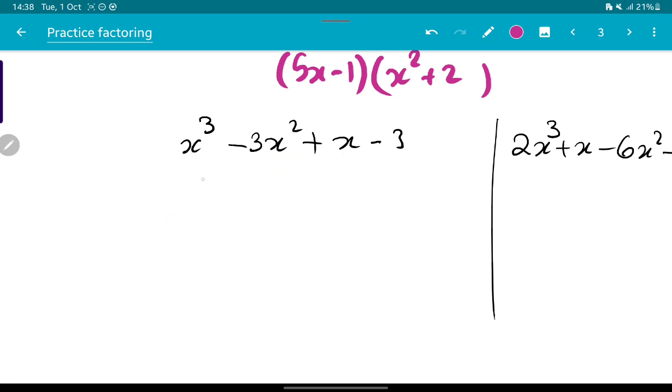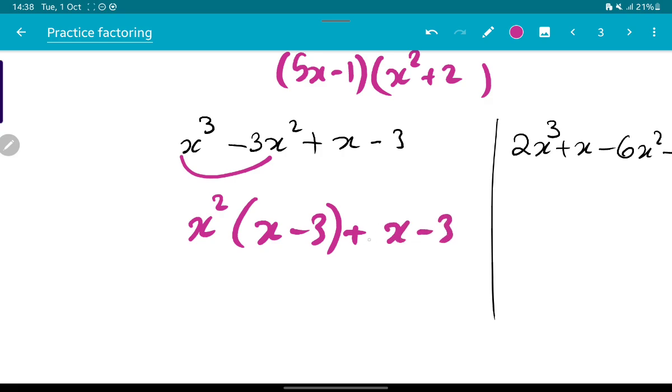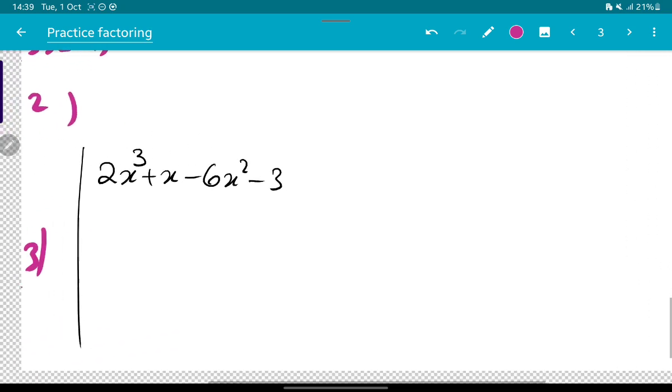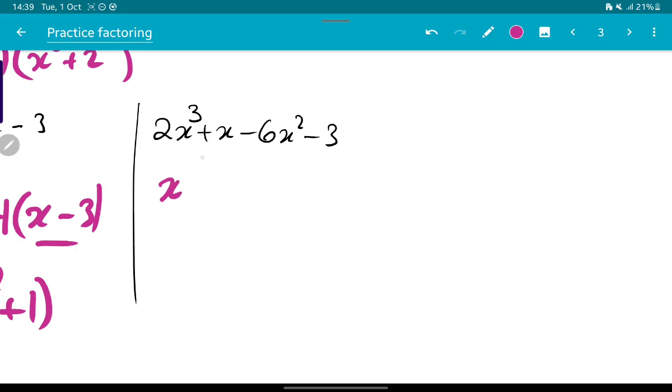By the way, you can change the groups here. You can take this with this and this with this. It's up to you. It also works and it will give the same answer. X power 2. This will leave x minus 3. And here we have x minus 3. Can you see that without taking any common factors, we have the same bracket? And outside this bracket is 1. So x minus 3, and this will be x squared plus 1. X outside, then 2x squared plus 1.